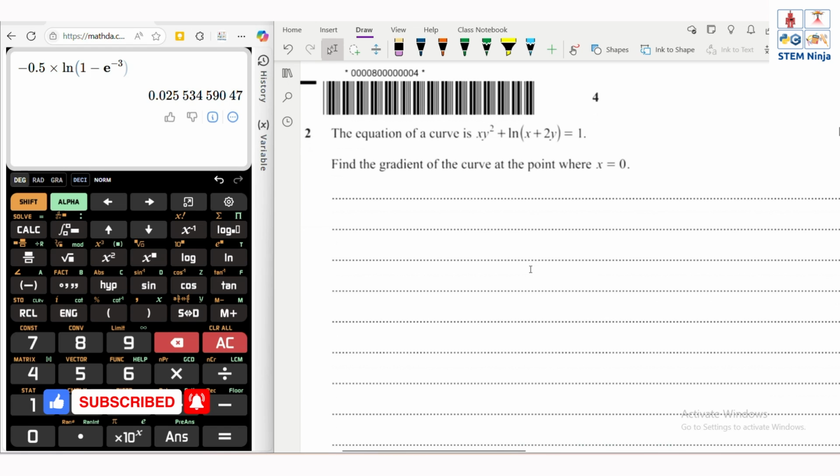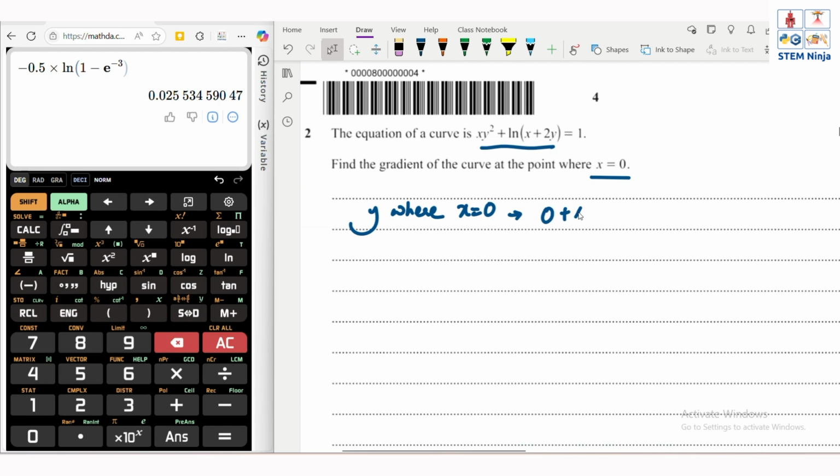The equation of the curve is xy squared plus ln x plus 2y equals 1. Find the gradient of the curve where x is equal to 0. So first off, we need to find out the y coordinate also. So y where x equals 0. So we plug x equal to 0 over here. So 0 plus ln 0 plus 2y equals 1.